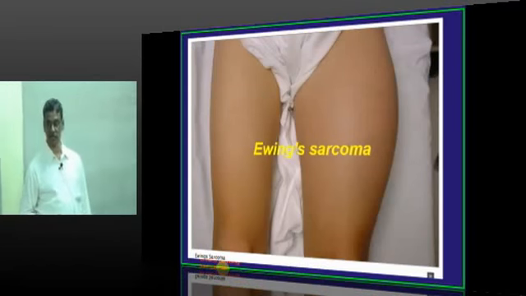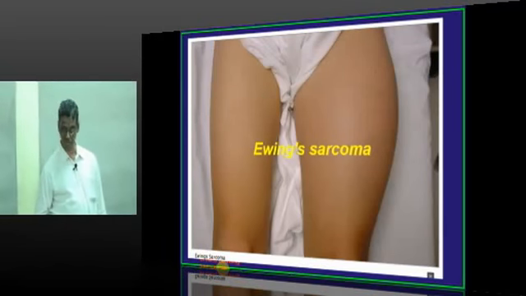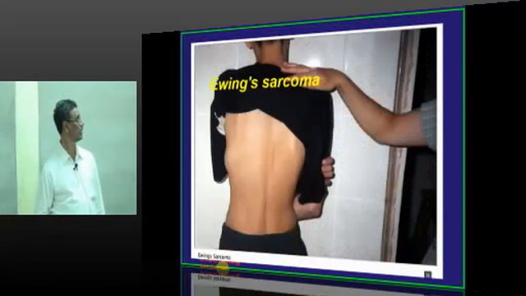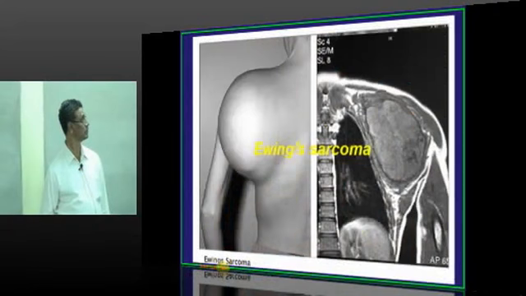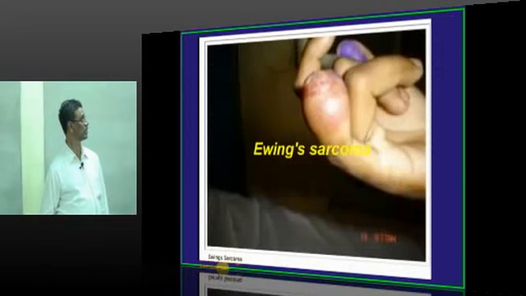That is Ewing sarcoma. Etu pakka undantav? Left side. Ewing sarcoma. Ewing sarcoma. Ewing sarcoma. Ewing sarcoma. ఏలు ఊగినట్టు కూడా ఉందేంటి?